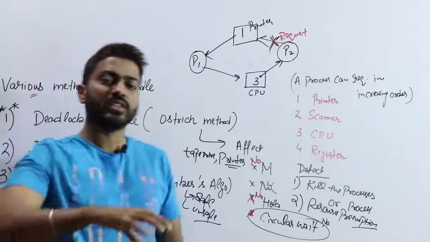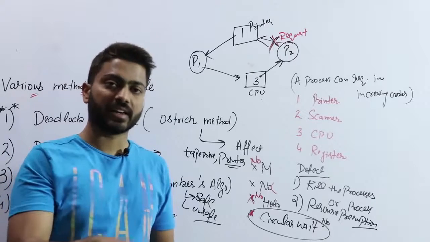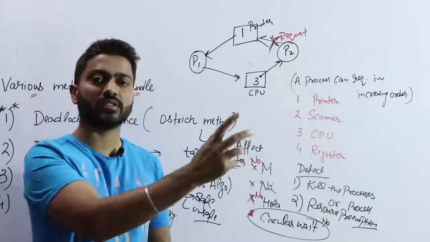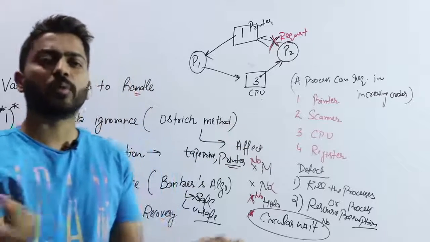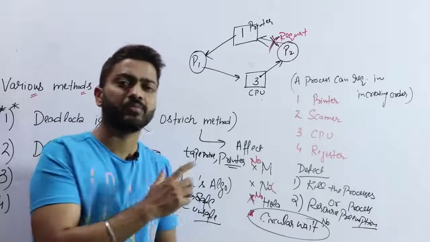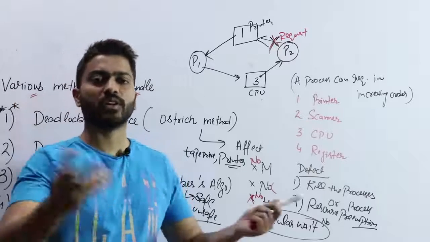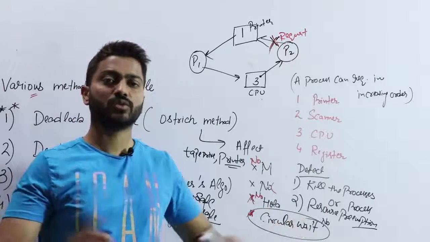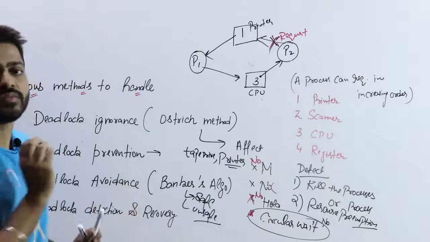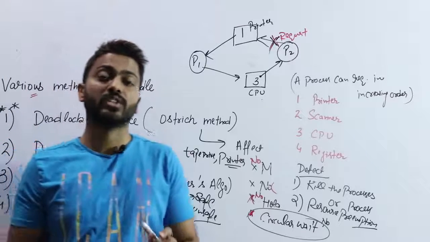We are trying to simply recover the system from the deadlock by detecting it, and then if there is a deadlock, we are trying to kill some of the processes. Let's say the processes which have the lowest priority, we try to kill them, or we are trying to take the resources back from one or 2 of the processes, just to remove the deadlock from the system. So this is how the various methods are used.